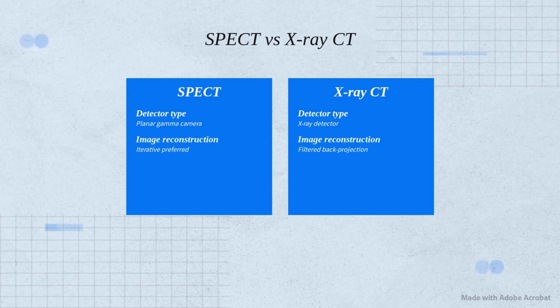In image reconstruction, SPECT prefers iterative methods due to photon noise and fewer views, whereas X-ray CT commonly uses filtered back projection. The measured quantity in SPECT is activity, which is measured in per second, while X-ray CT measures attenuation, represented by mu. Acquisition speed is slower in SPECT because it cannot count photons as quickly, while X-ray CT is much faster.